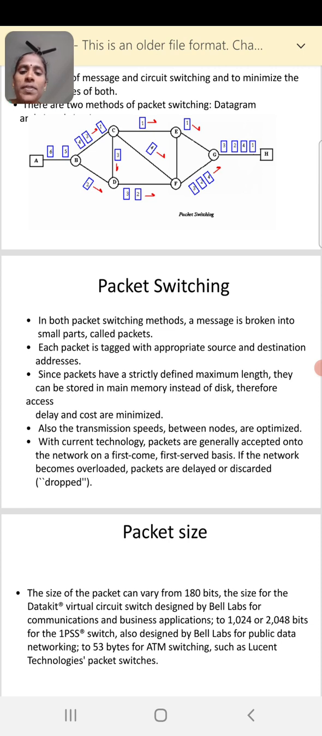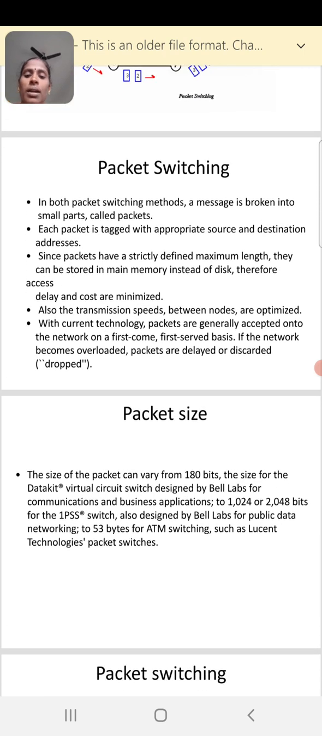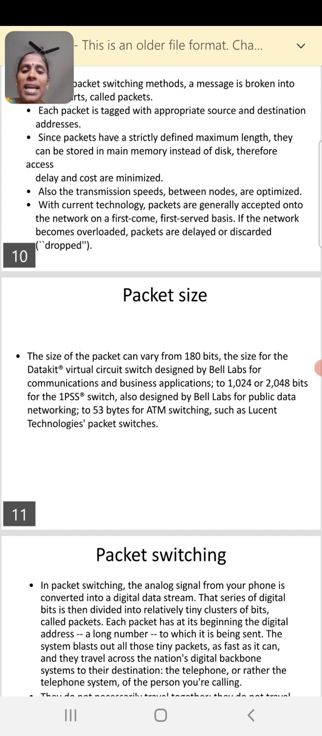The network handles packets on a first come, first served basis. If the network becomes overloaded, packets are delayed or discarded, dropped. Packet size: the size of the packet can vary from 180 bits for the Datakit virtual circuit switch designed by Bell Labs for communications and business applications, to 1024 or 2048 bits for the switch also designed by Bell Labs for public data networking, to 53 bytes for ATM switching, such as from Lucent Technologies.